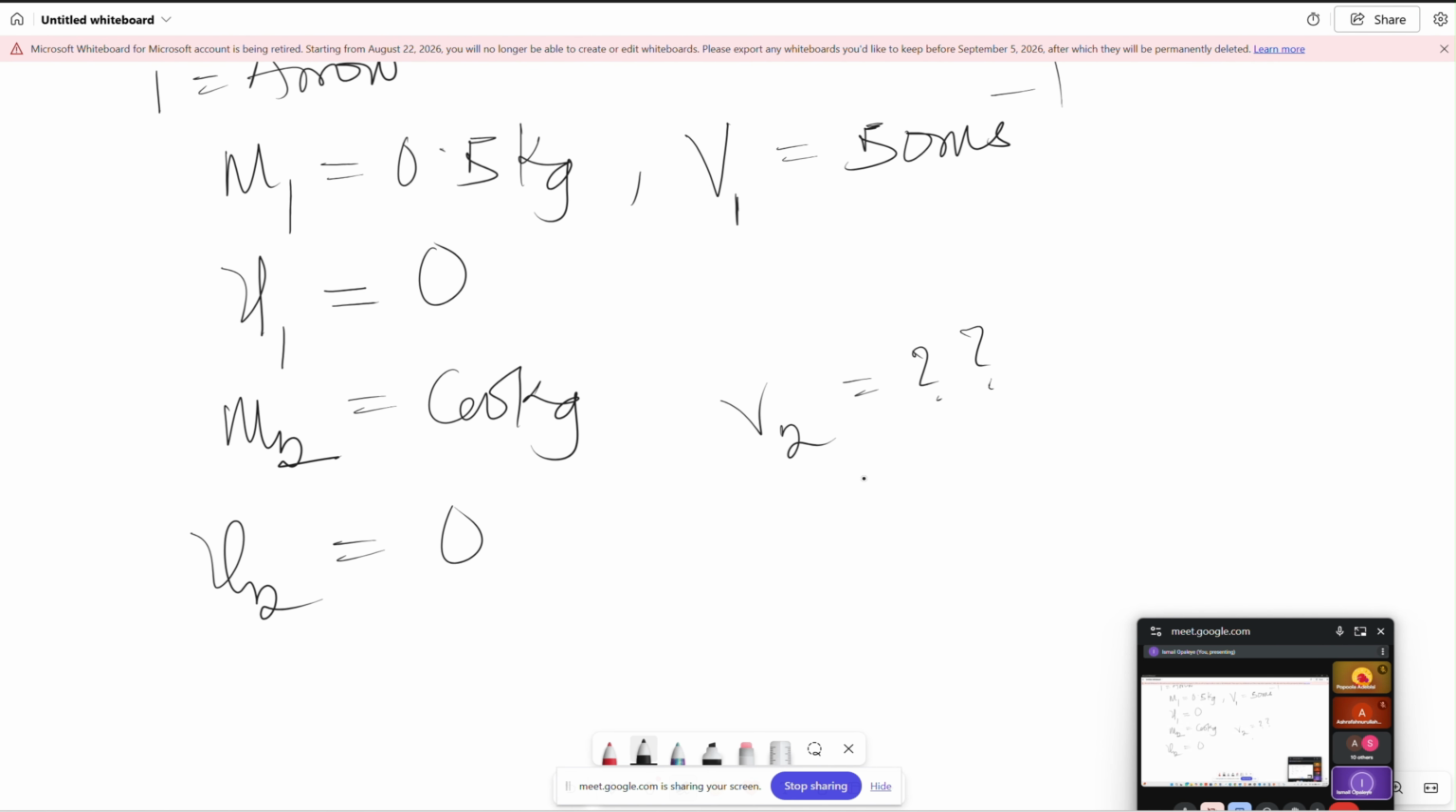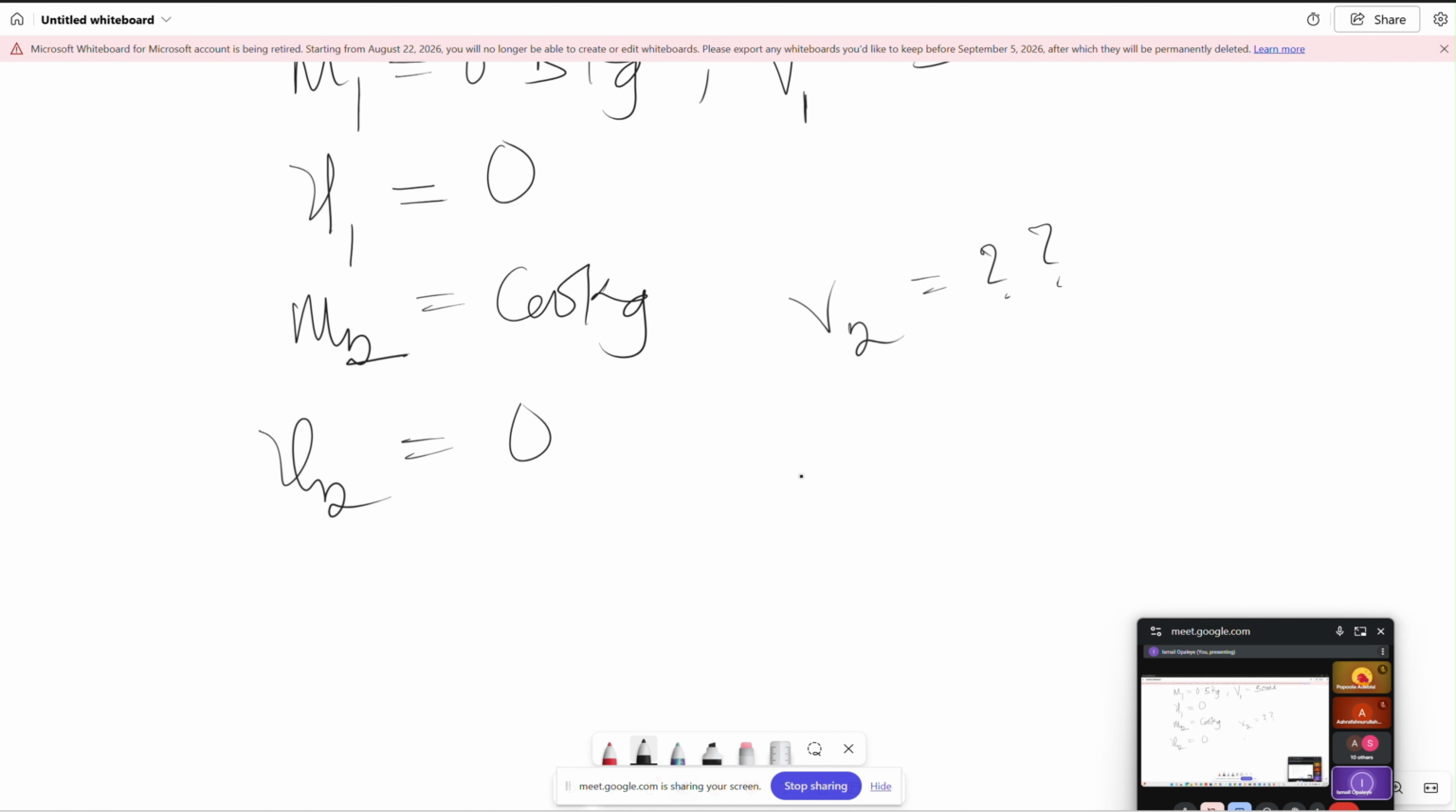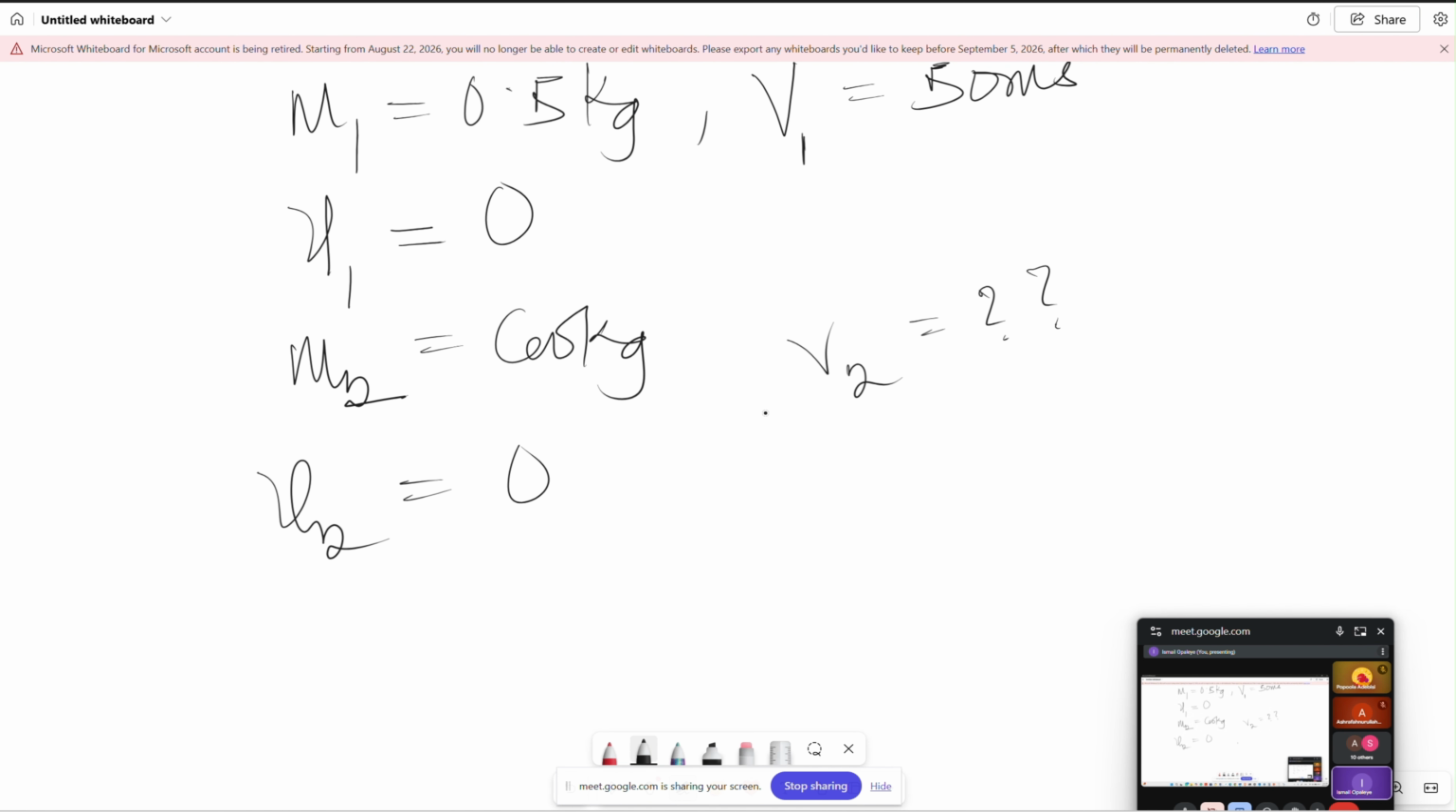It's actually very straightforward. Whenever you have something like this, you have mass one, you have u1, you have mass two, you have u2, you have v1, and you want to look for v2. Just put it into conservation of linear momentum. Linear momentum will be conserved as long as it's a closed system.